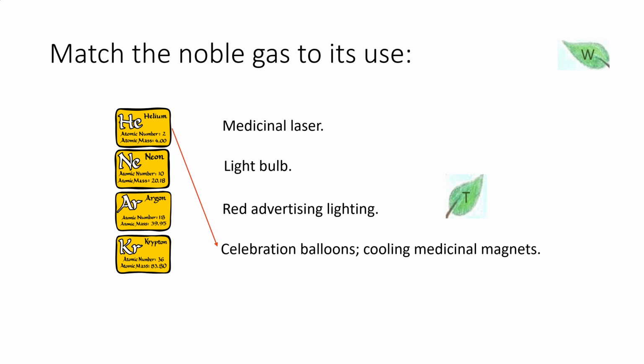Hopefully we know helium's used in celebration balloons. Hopefully we know that neon is used in neon lights, and argon in the light bulb. So if you look at the ceiling, you should have a light bulb somewhere. If you have an old filament bulb, the bulb inside the glass will be filled with argon because it's unreactive. If you just used air inside the light bulb, as the bulb got hot, the metal inside would oxidize. It would react with oxygen, and then the bulb would break. So we fill it with argon because it's unreactive. The last one, krypton, is used in medicine as a laser.